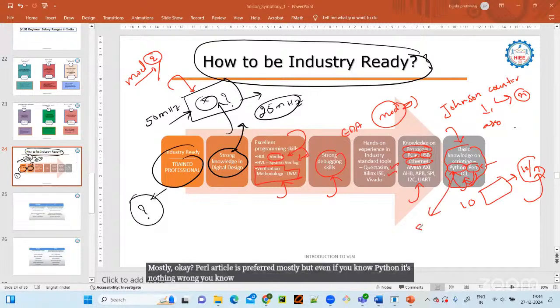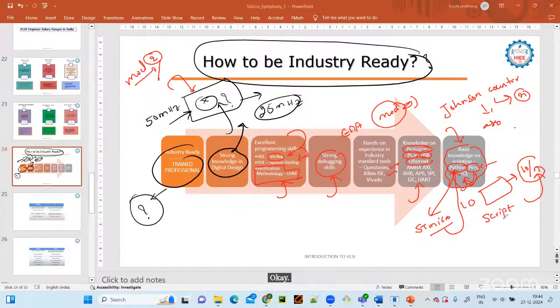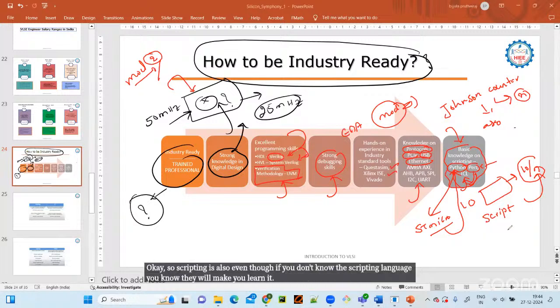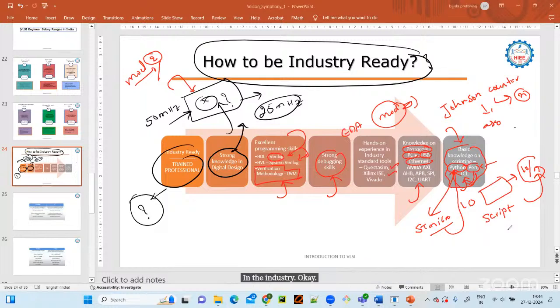When I was working as an intern at ST Microelectronics, the first task given to me was to learn Python and write one script. So even if you don't know a scripting language, they will make you learn it in the industry. Okay, that's all from my side for today.